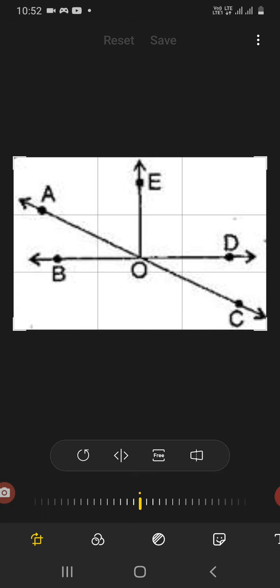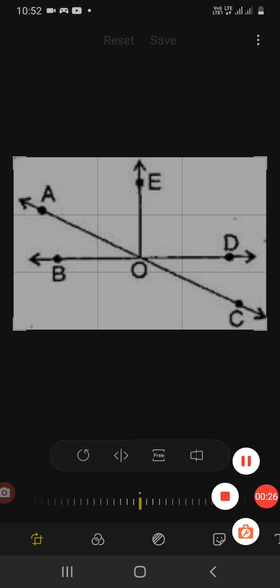Hello student. Now I will explain question number 14 of exercise 5.1, see page number 103. The figure is this one. Question number 1: obtuse and vertically opposite angles. Obtuse means what? Obtuse means more than 90 degrees, and vertically opposite.